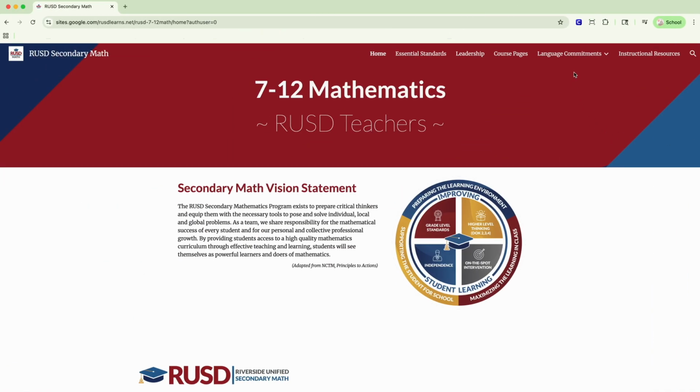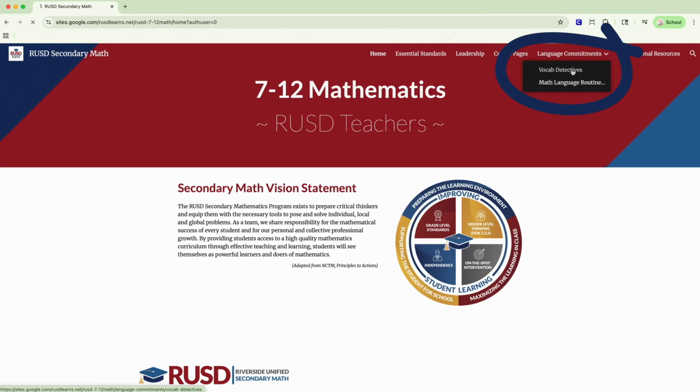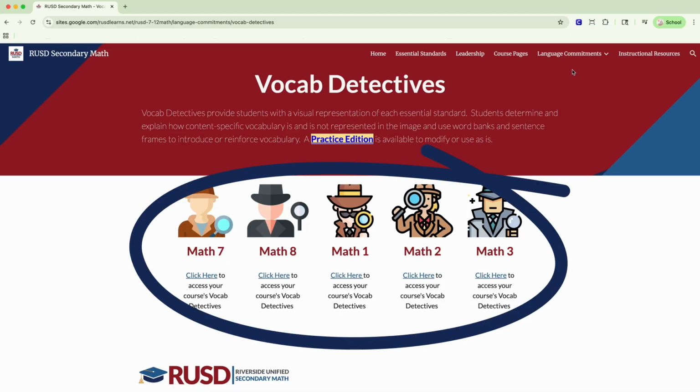Now, I could definitely see the benefit to debriefing. Serious question though. Where will teachers find the time to create this? After all, time is our biggest enemy. Time is definitely limited. Thankfully, they have already been created and are located on our secondary math website. We have one for every essential standard from Math 7 to Math 3. Wow, one for every essential standard? That addresses a time issue. So when could teachers use these?